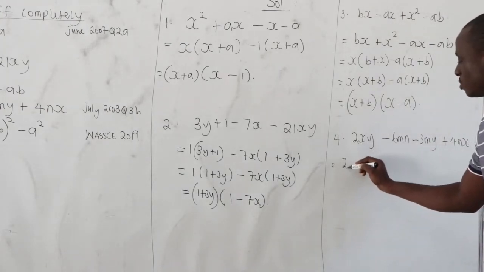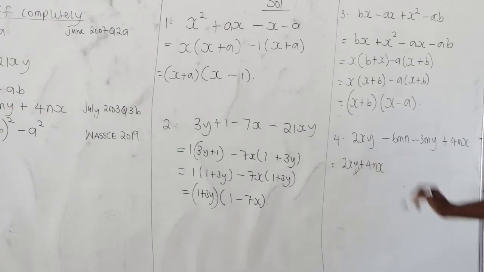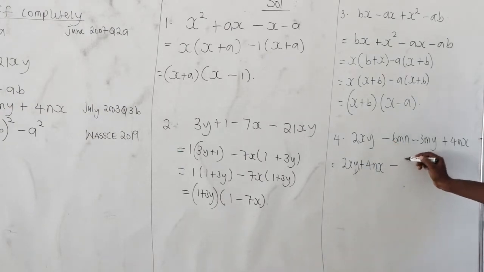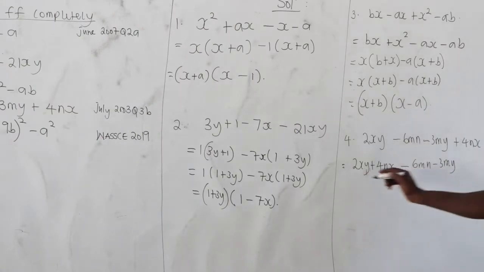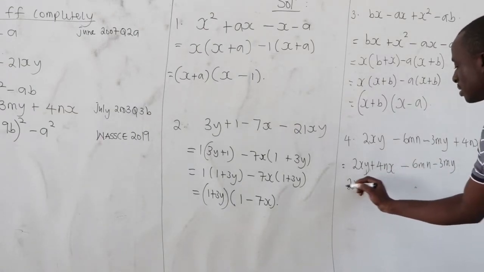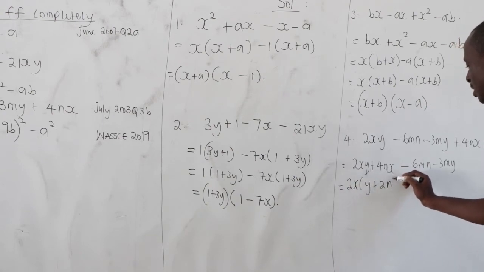So let's take 2xy plus 4nx. Now let's see, we have negative 6mn minus 3my. 2x, we can also get 2x over here. So 2x is common, so we have 2x, and then we have y plus 2n.